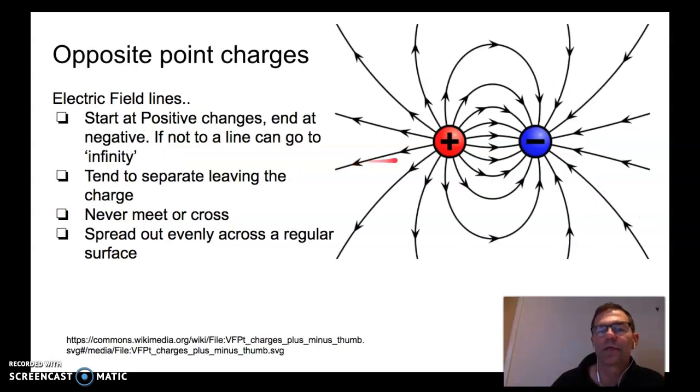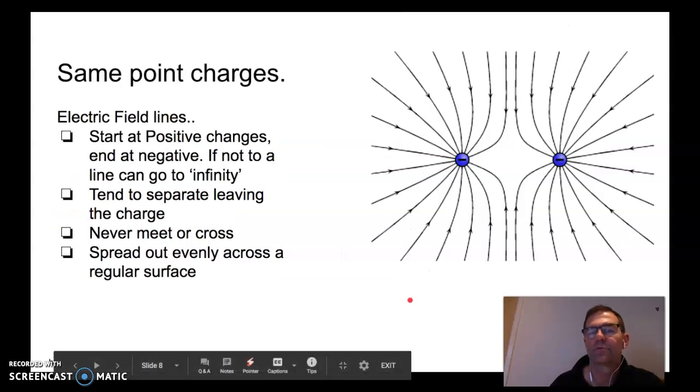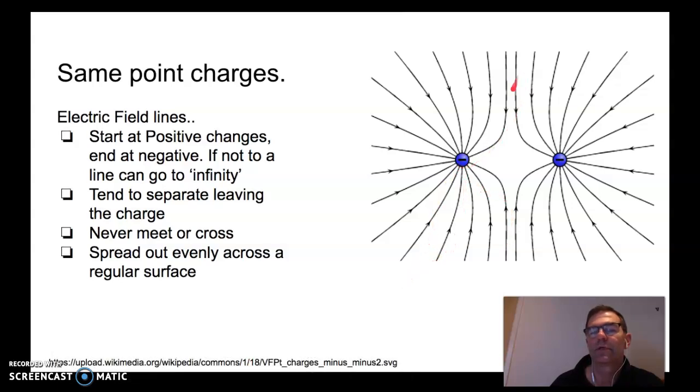If you put two together, then they start from the positive charge and will either go towards the negative or just out to infinity, eventually, funnily enough, coming back to the negative charge. Two similar charges, the lines never meet, they never cross. So in this case, they're coming in from infinity, meeting the negative charges, and there's no join in the middle there.